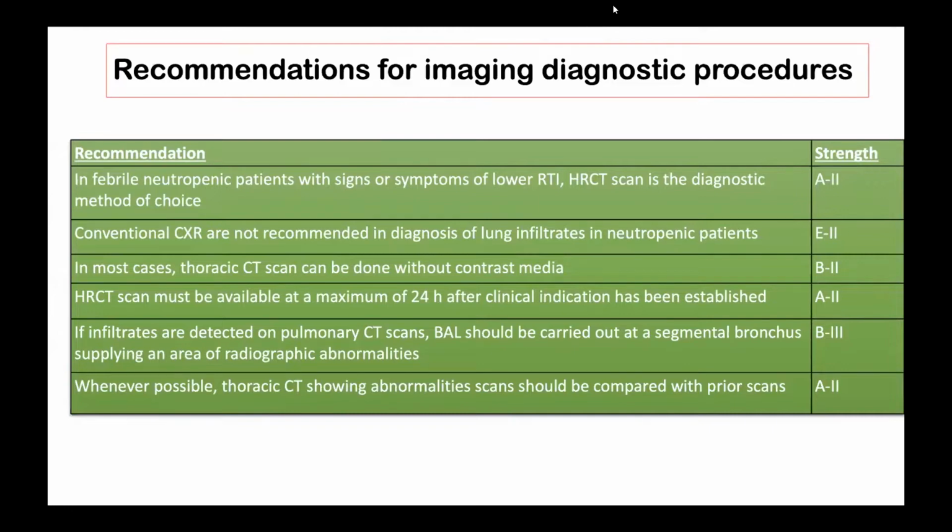In most cases, thoracic CT scan can be done without contrast media. HRCT must be available within 24 hours after clinical indication has been established, because you want to be aggressive, you want to look at the lung films and take your next step. And if infiltrates are detected on pulmonary CT scan, BAL should be carried out at a segmental bronchus supplying an area of radiographic abnormalities. And you should compare your CT scan with previous scans.